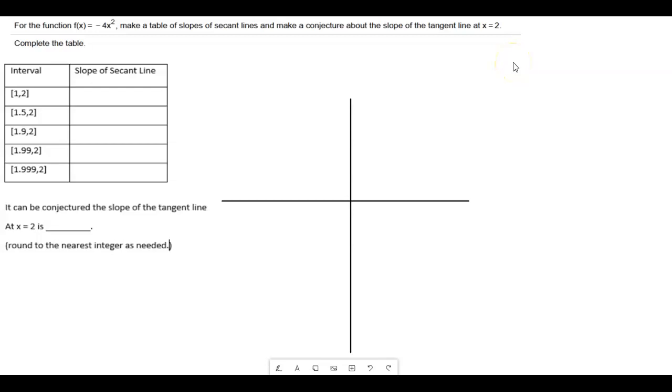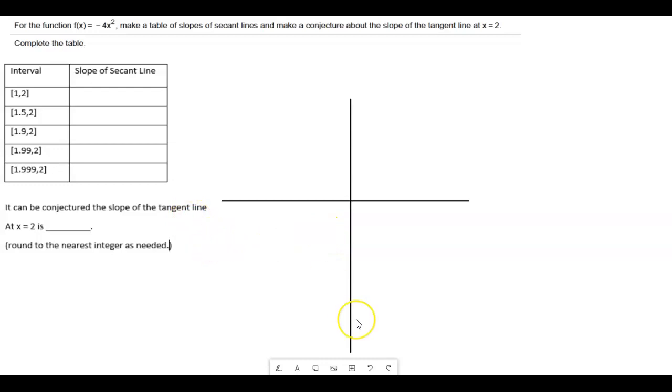Hey, this is Mr. Beckstrom, and today I wanted to go over a sample problem from section 2.1. This is number 6 in the homework, or a problem just like number 6 in the homework. And here what we're trying to do is come up with a method to approximate the slope of a tangent line at a particular point on a curve.